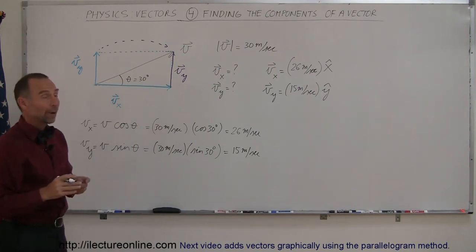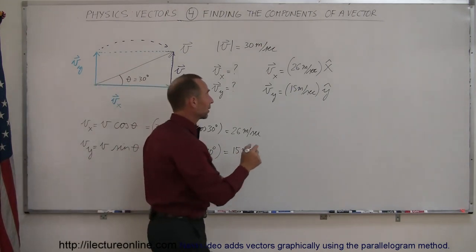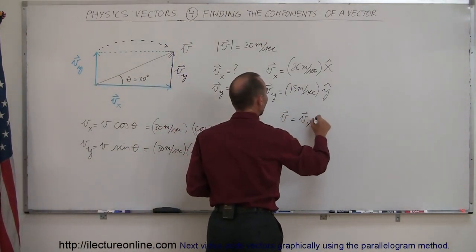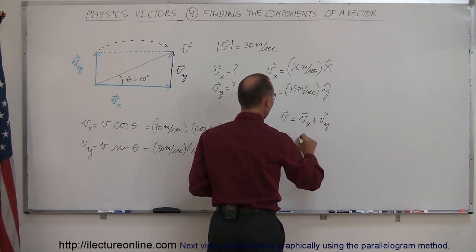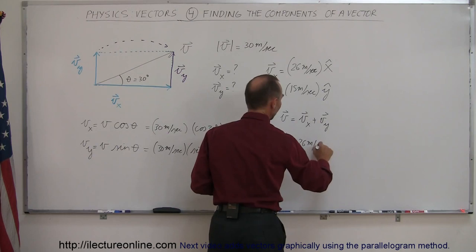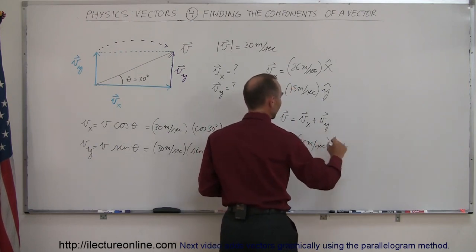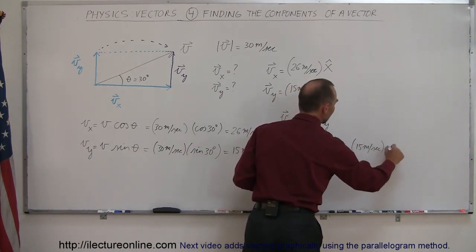All right, now if I want to write the whole vector v, I can do that as a sum of its x and y components. So I can say that v is equal to v sub x plus v sub y. In other words, I can write v as 26 meters per second, which is the magnitude of the x component in the x direction, plus 15 meters per second in the y direction.